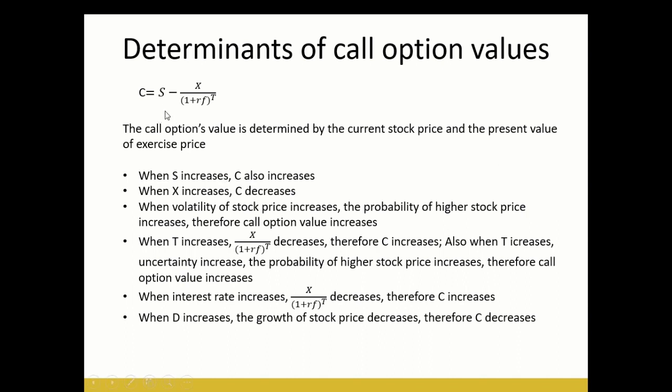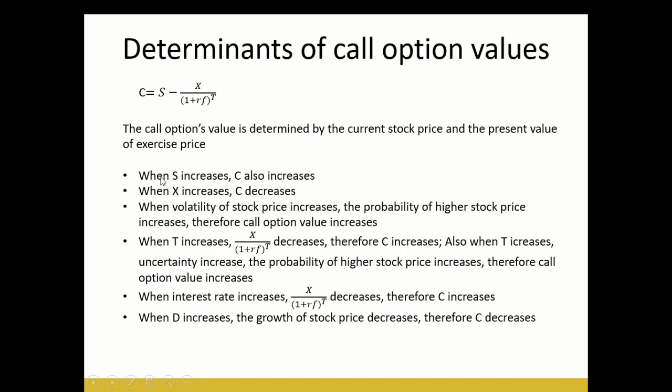First of all, we want to list the current value of the call option. S denotes stock price, right? And we have the future exercise price at the time when the option expires. But we need to get the NPV of the exercise price. So we use S minus X divided by (1 plus R sub F) to the power of T, because we need to discount X back to the present for T years or T investment periods. To summarize, the call option's value is determined by the current stock price and the present value of the exercise price.